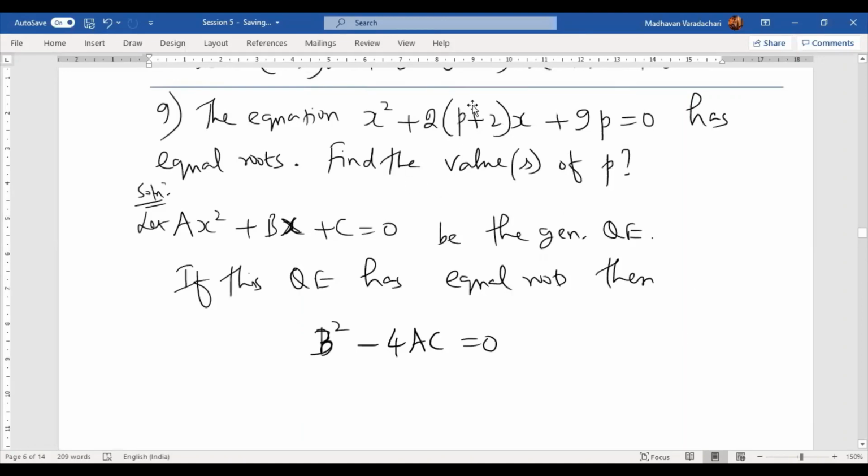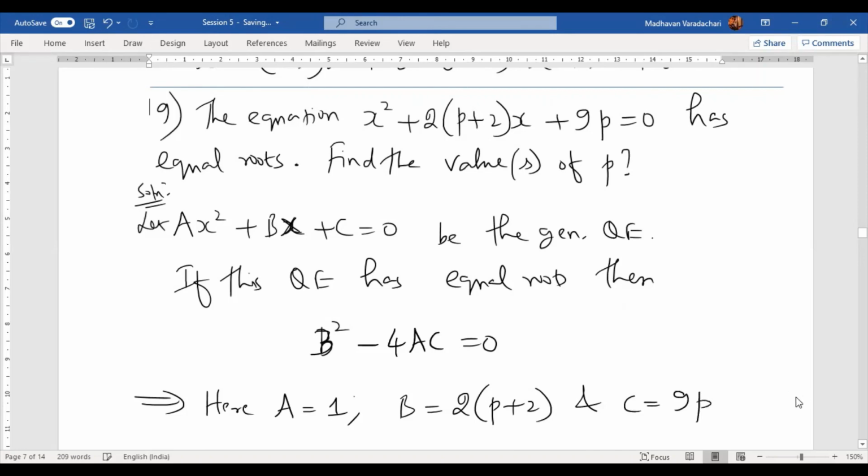Here, what is B? If I compare this and this, I will say here capital A equal to 1, capital B should be equal to 2 times p plus 2, and capital C should be 9 times p. I'm just comparing this equation with this equation. So I identified A as 1, B as 2 times p plus 2, and C as 9 times p.